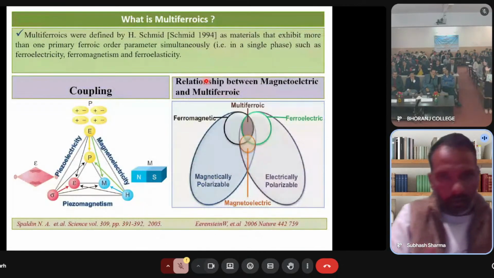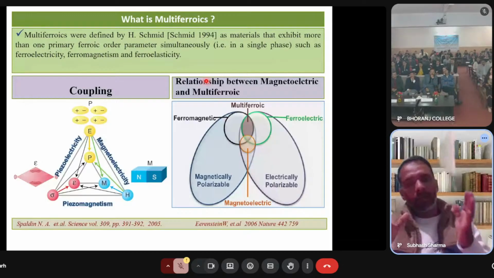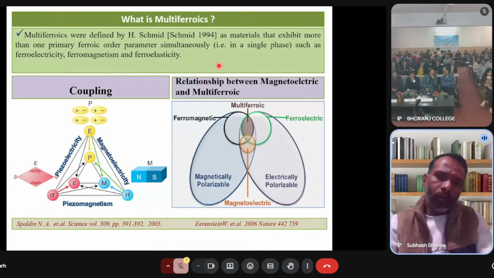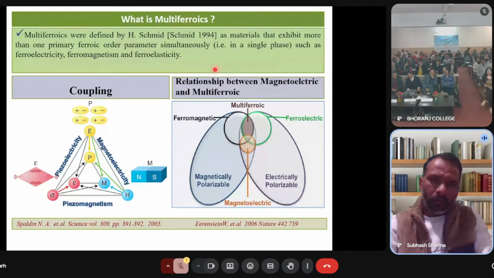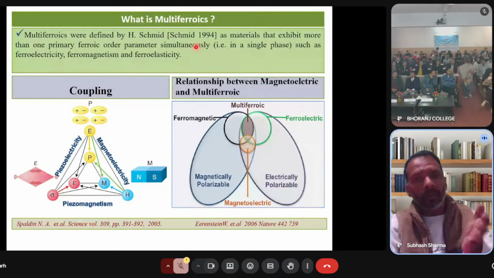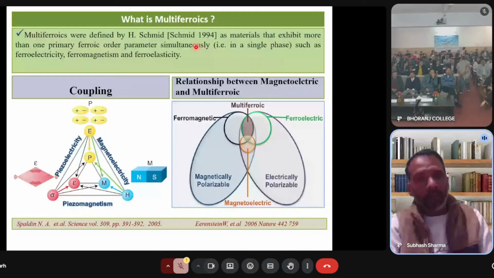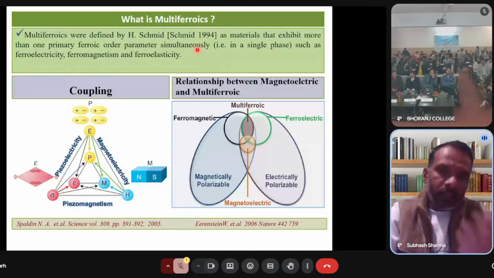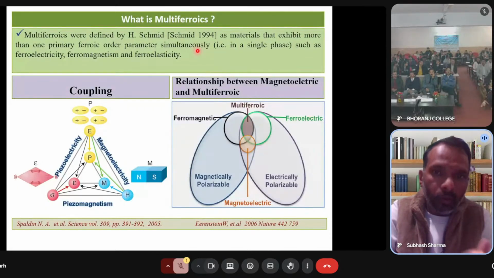Now, the main term that we are working on, my main research field, is multiferroic. As I told you, this journey started in the late 1950s, but the boost came around 1994 or 2000. In 1994, Schmid gave the proper definition for multiferroic: any material showing more than one ferroic order is called multiferroic.